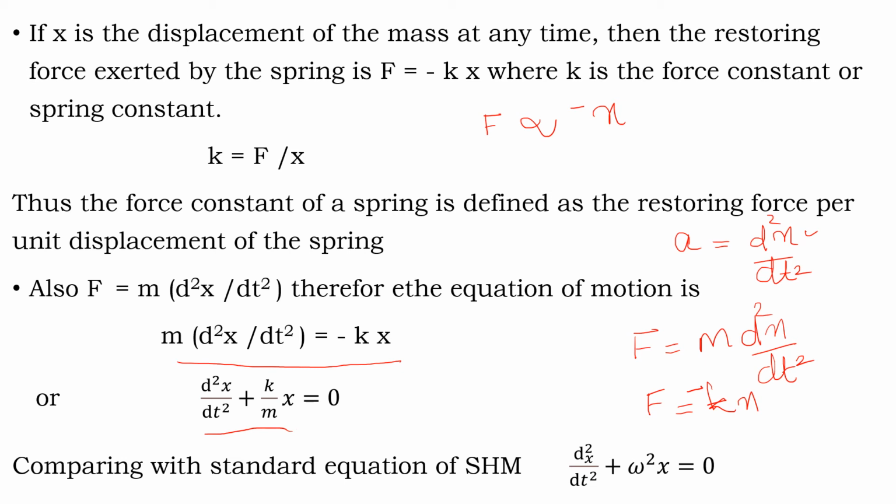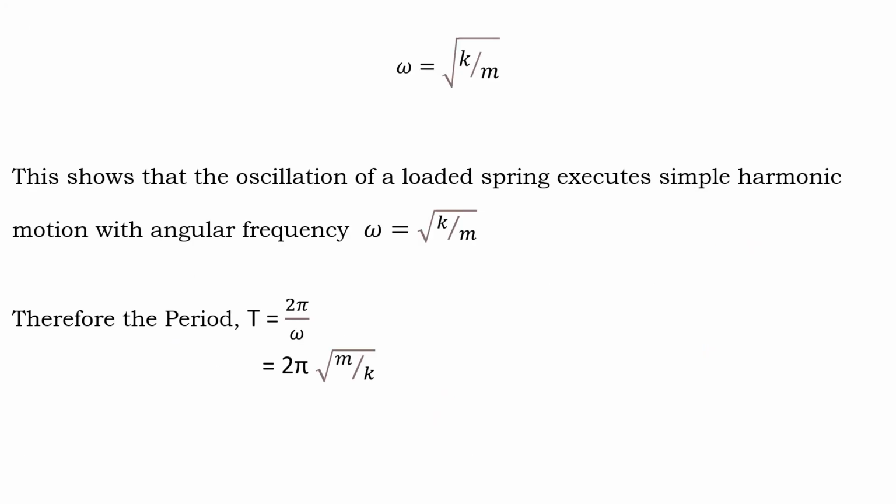Comparing this equation with the standard equation representing simple harmonic motion, that is d square x by dt square plus omega square x equal to 0, we get omega square is equal to k by m, or omega is equal to root of k by m. This shows that the oscillation of a loaded spring executes simple harmonic motion with an angular frequency omega equal to root of k by m.